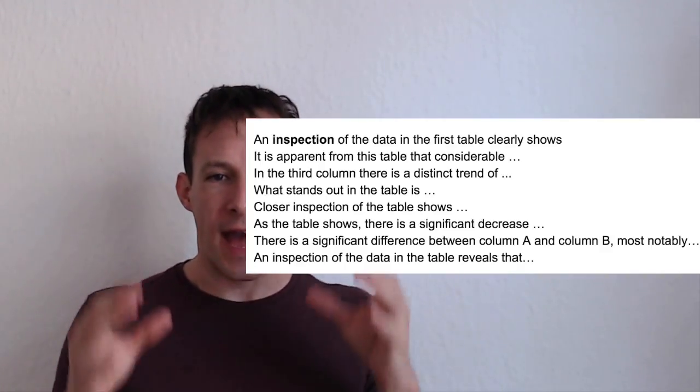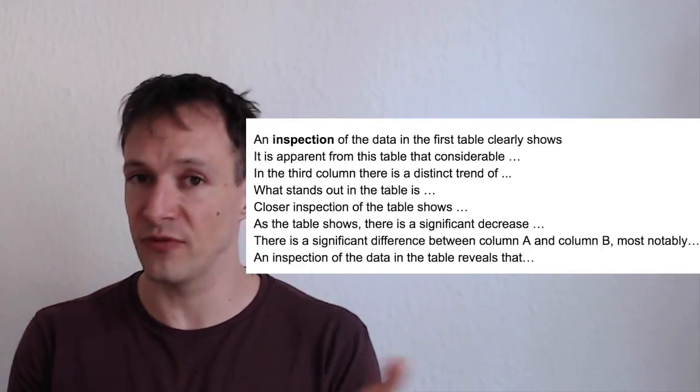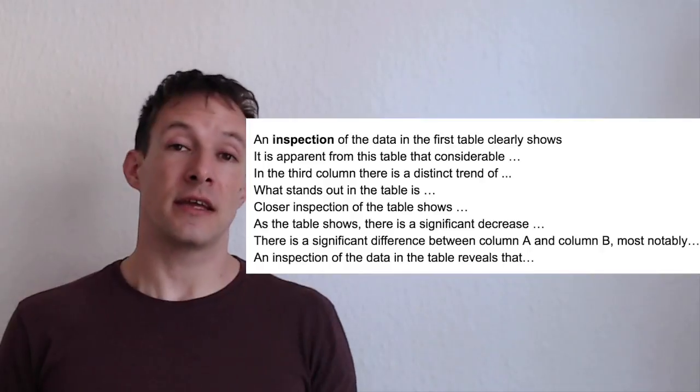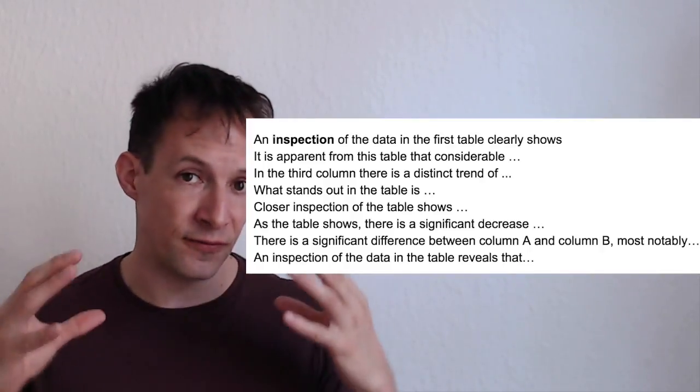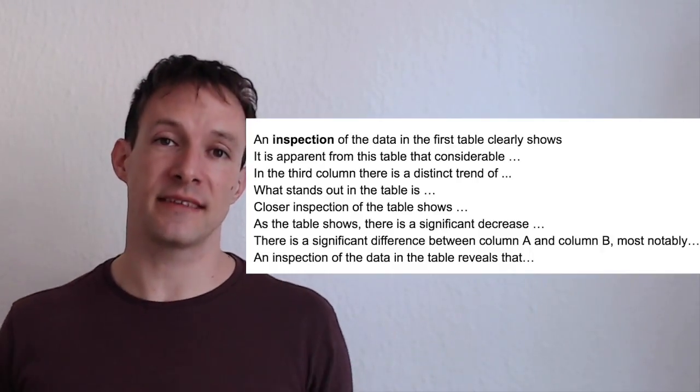Next one. An inspection of the data in the table reveals that. This is very similar to what I said before, but if you are familiar with IELTS and the scoring criteria, we don't want to be repeating ourselves. So although these phrases might sound like they're saying the same thing, they are grammatically different. This is why I'm giving them to you, so you can score points for grammatical range and accuracy. Next one, then I'll ask for that small favor from you.